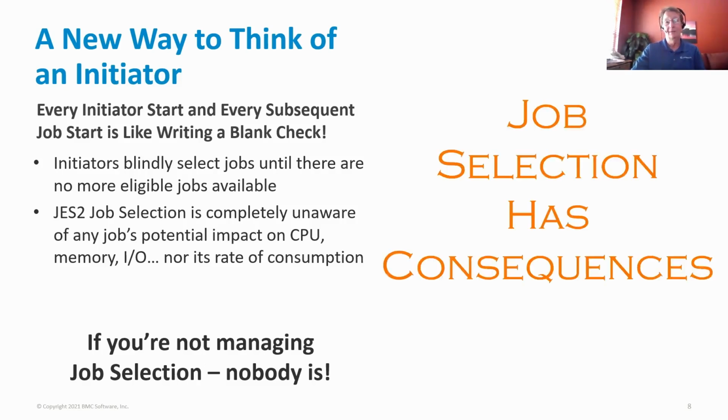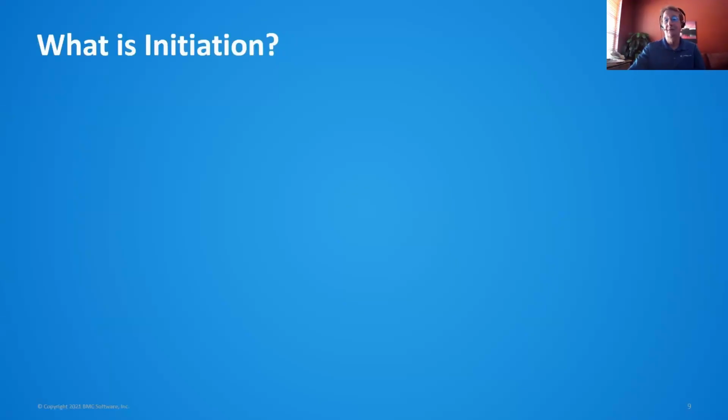So I like to look at it this way. Job selection has consequences. So job selection methods should be thoughtful and goal oriented. And in most shops, there's nothing. There's not a job selection exit or anything, or a product to do it for them. It's all left to the operator's wits. So let's move on to initiation and what that is.